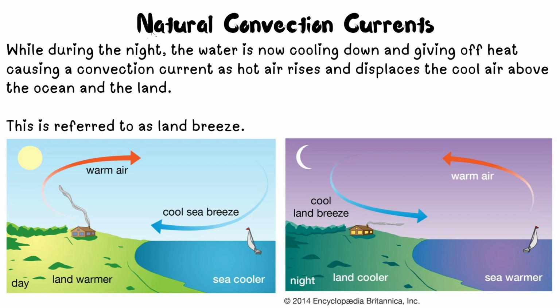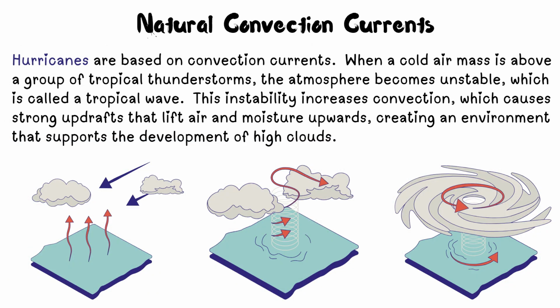While during the night, the water is now cooling down and giving off heat, causing a convection current as hot air rises and displaces the cool air above the ocean and the land. This is referred to as land breeze. Hurricanes are based on convection currents. When a cold air mass is above a group of tropical thunderstorms, the atmosphere becomes unstable, which is called a tropical wave. This instability increases convection, which causes strong updrafts that lift air and moisture upwards, creating an environment that supports the development of high clouds.